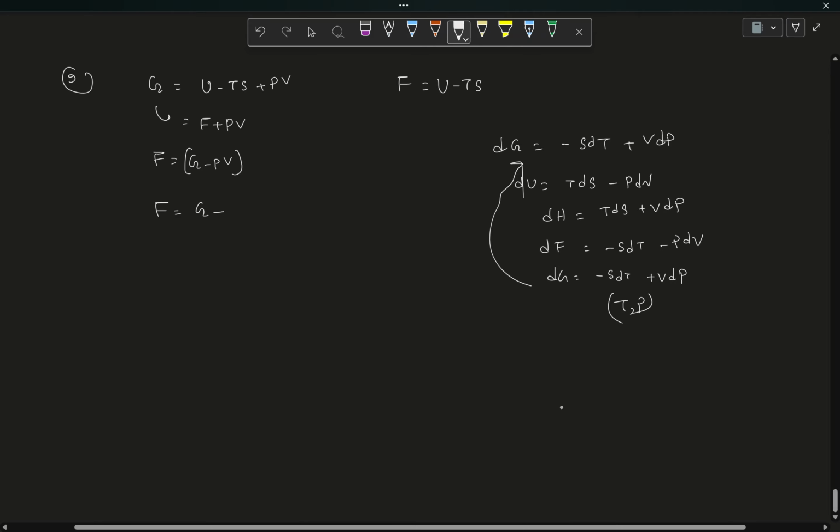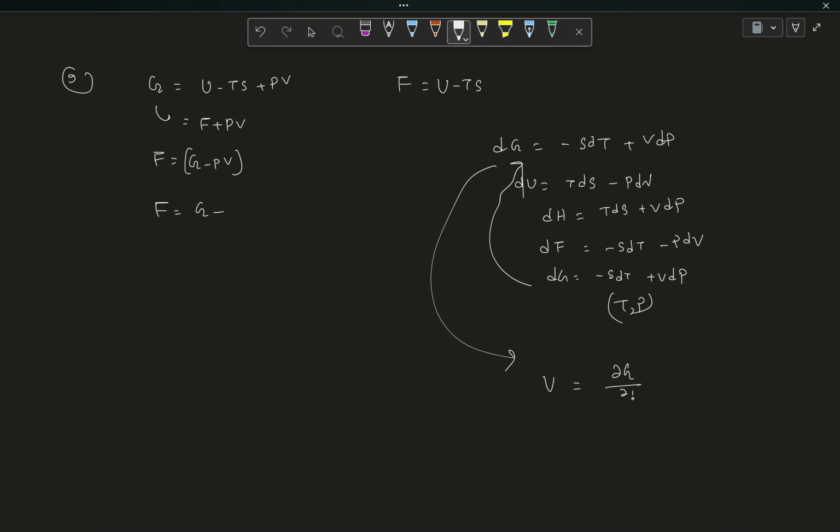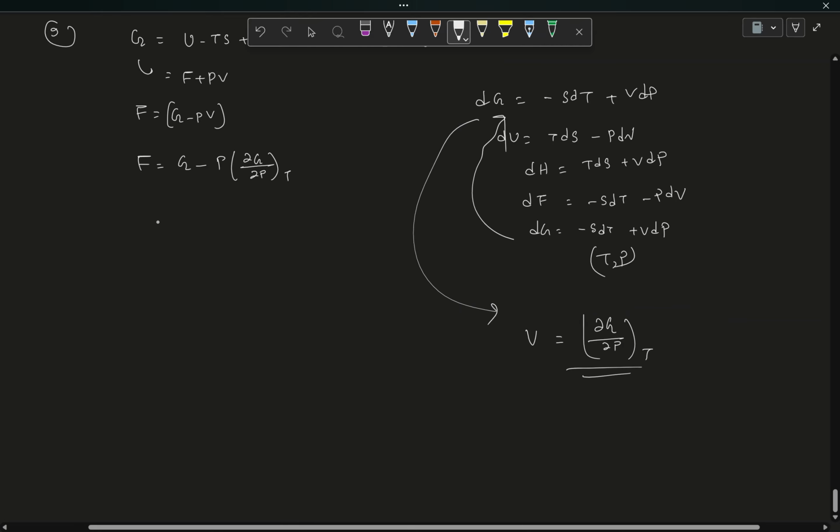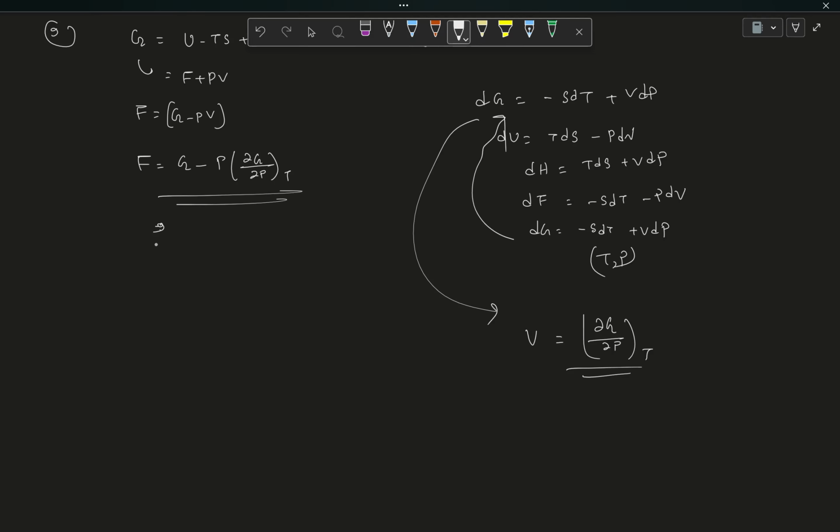So you can take the derivative with respect to that, and if you have to take what is the volume term here, this is just del G del P at T constant, right? So you can replace the volume term here like that. This is del G del P at T constant. So you can modify it like that. This is how you can express this term in a simplified compact manner.